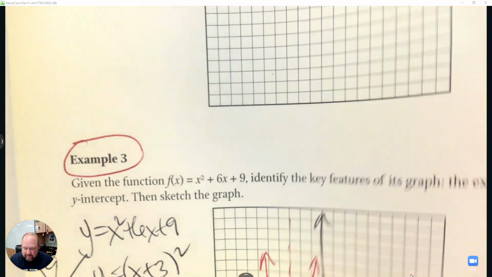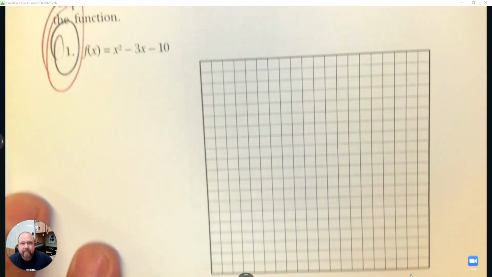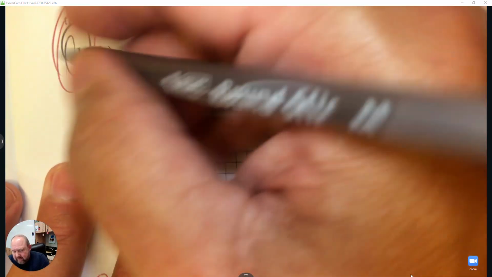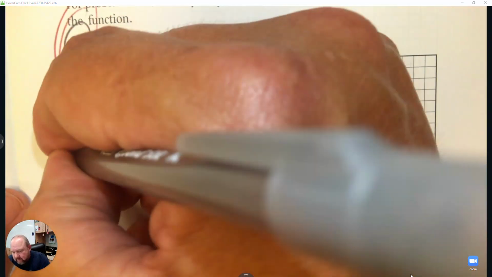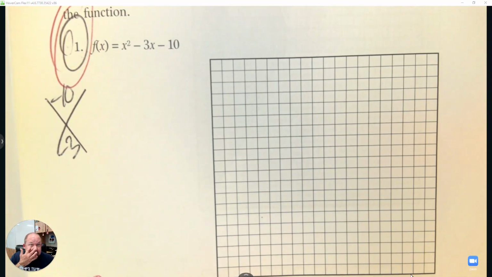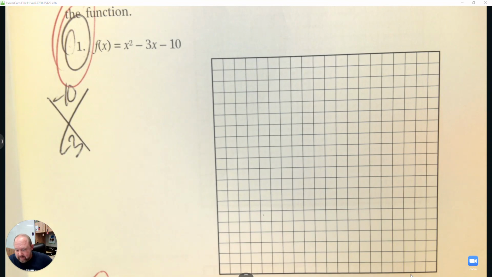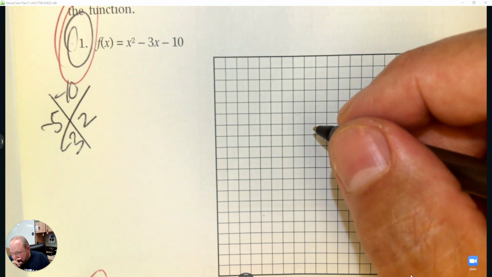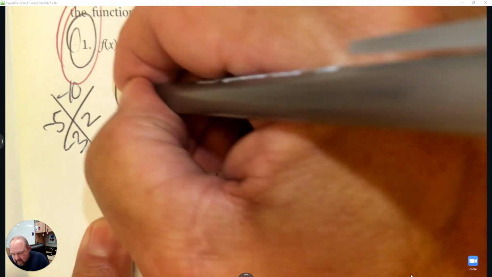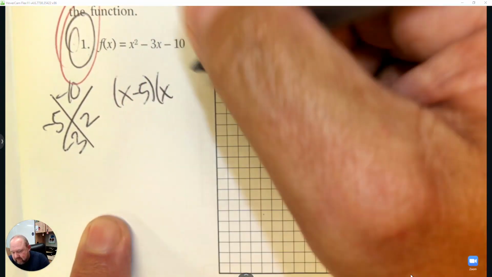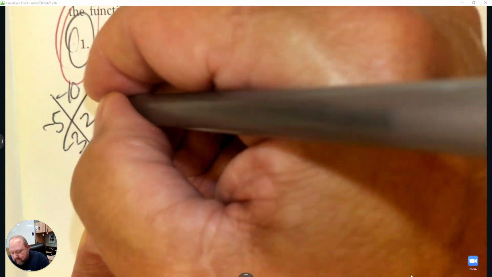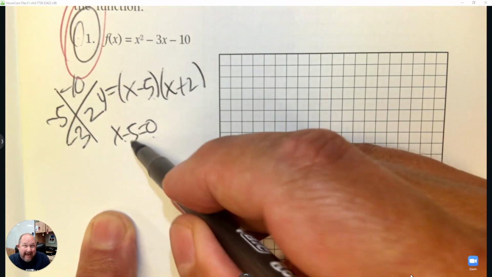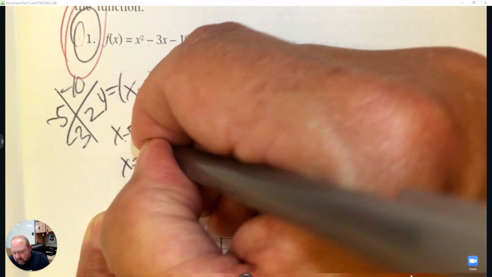All right, turn the page. Here's your next homework question. Step 1 is to factor this. Press pause, know your times tables, and see if you can factor it. Two numbers that multiply to negative 10 and add to negative 3. That's going to be x minus 5 and x plus 2. Then take each one equal to 0 and solve it. x minus 5, add 5 to both sides. So one x-intercept is at 5.